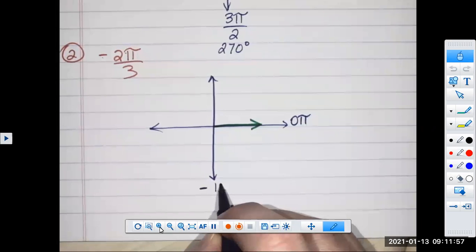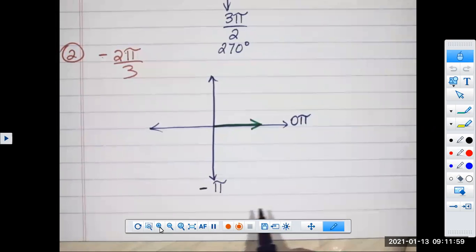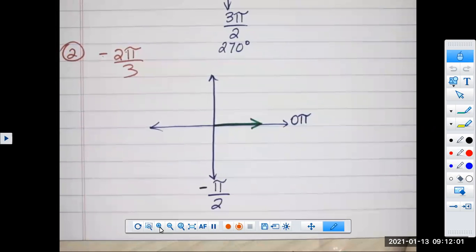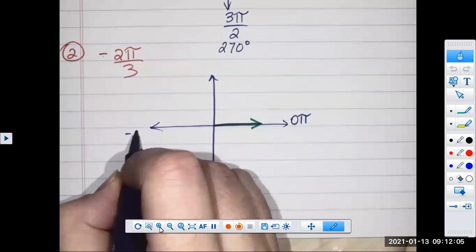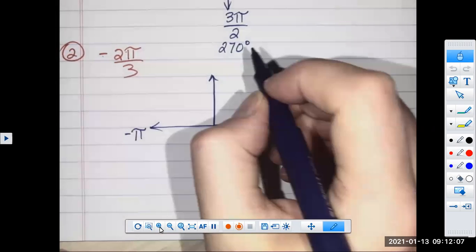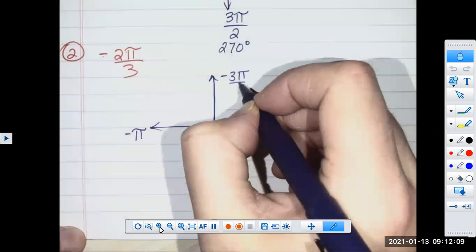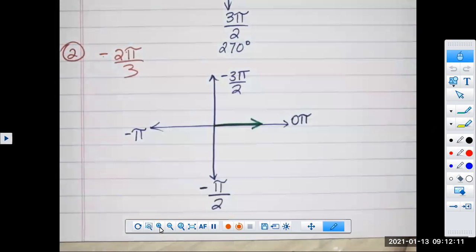You're close. Yeah, negative pi over 2, good. And then a rotation halfway around in the negative direction, this will be negative pi. So of course, all it does is just reverse them. And then negative 3 pi over 2.